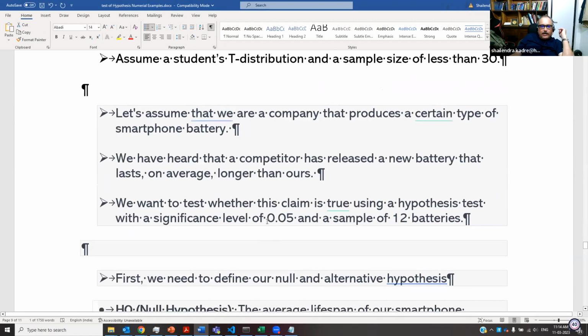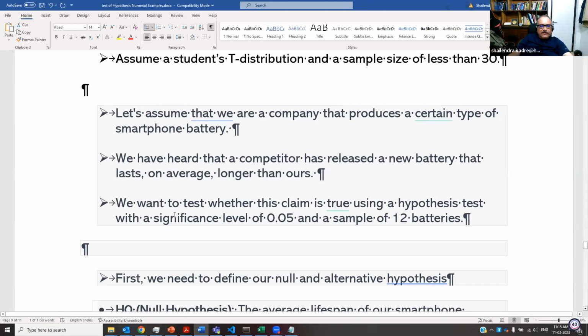So this time we assume that a company manufactures a certain type of smartphone battery, and we heard that a competitor has released a new battery that lasts on average longer than ours. It means a competitor has made a good battery which is lasting more than our new battery. We want to test whether this claim is true by using hypothesis testing. So the claim is that the competitor battery life is more than our battery life. Let us see how to do that.